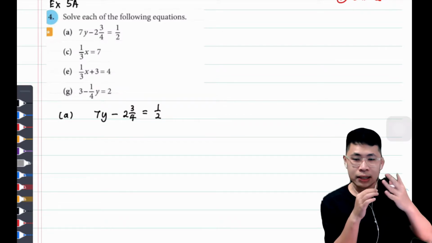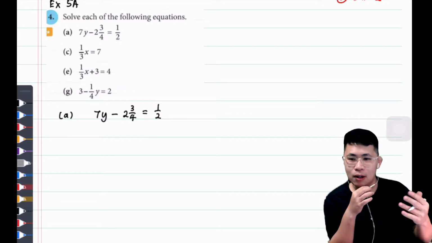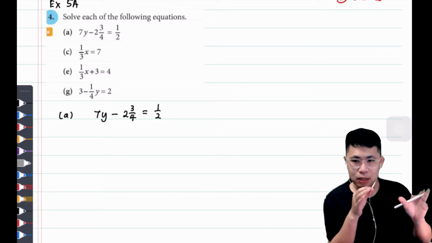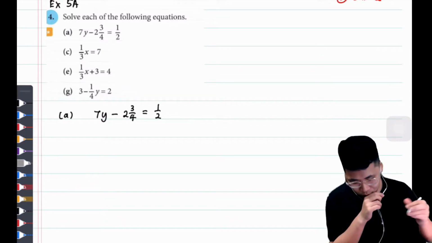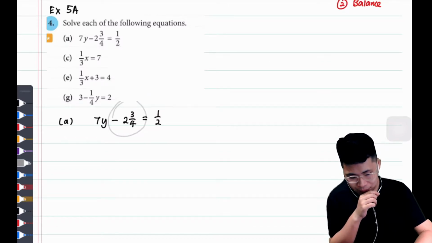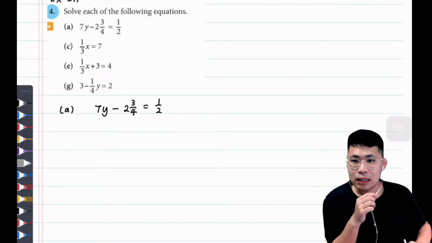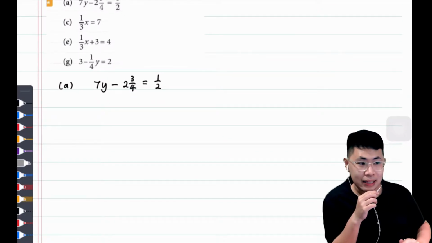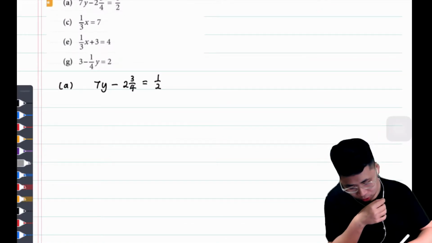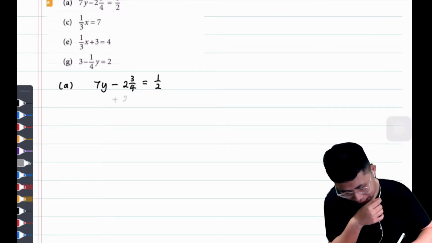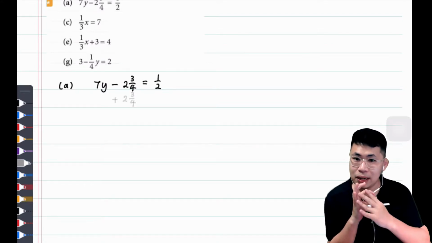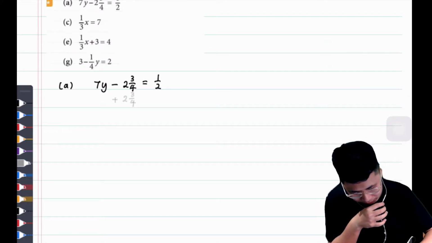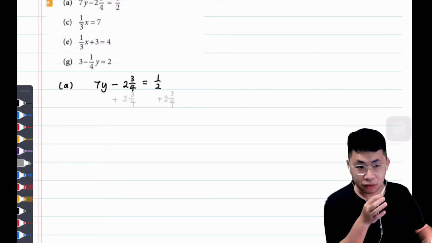So what I'm going to do here is alternate between pen and pencil. The ones in gray would be your pencil marks and the ones in black would be your pen marks. So take note of that. For this term, I will need to reverse the minus 2 and 3 over 4. So in order to reverse, I need to add 2 and 3 over 4 over here. If I add something on the left, I need to add the same on the right so that I can balance both sides of the equation.